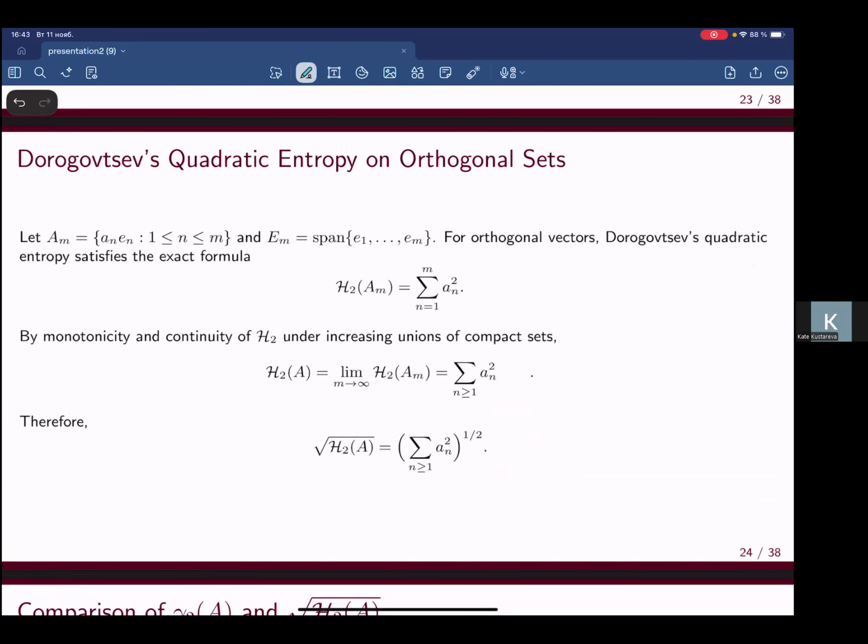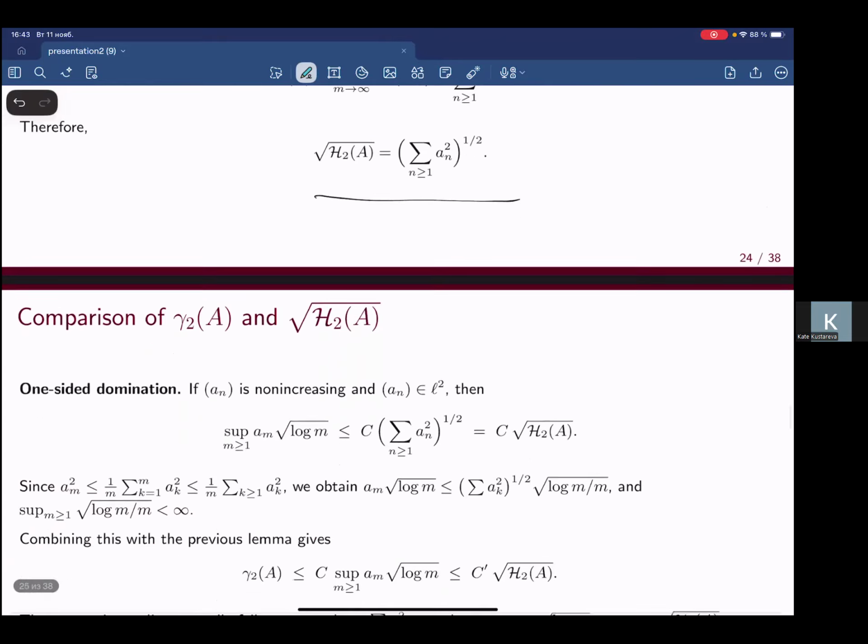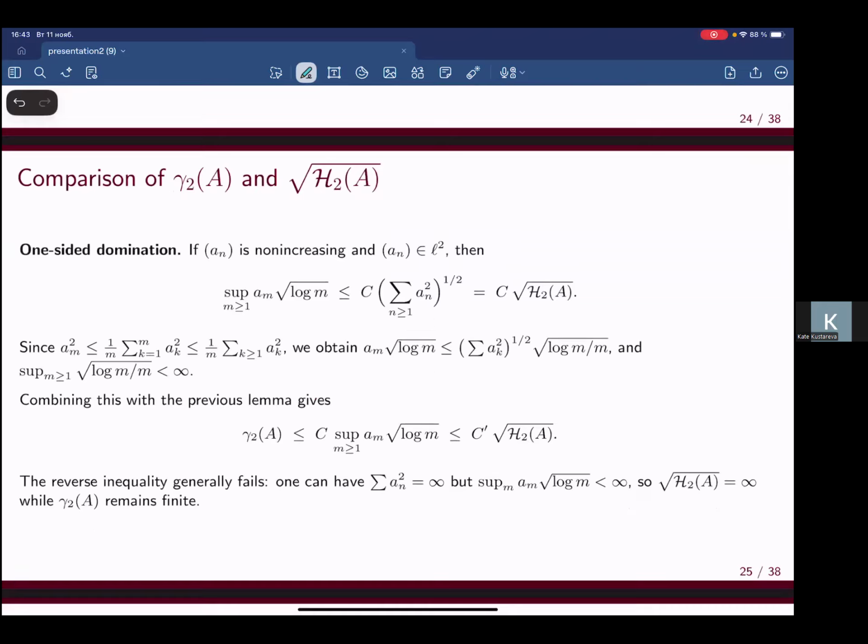Move further. So let a_m again. We have finite truncations, and for orthogonal vectors, Dragovich's quadratic entropy satisfies the exact identity, which we have already seen. And by monotonicity, and since a_m goes to A, under increasing unions of compact sets, we can get this result. So for an orthogonal system, the quadratic entropy is exactly the L2 energy of the coefficients. And combining it with the previous slide, we can take this result.